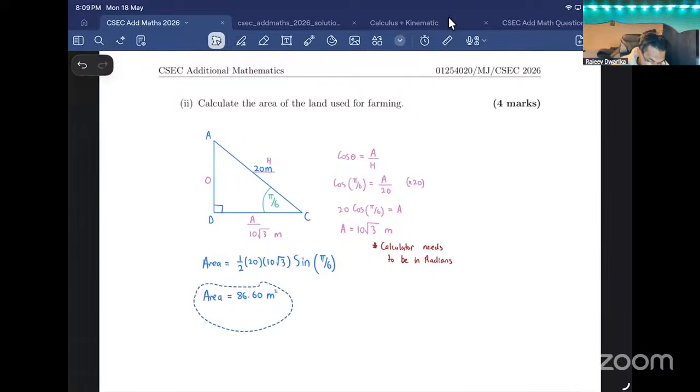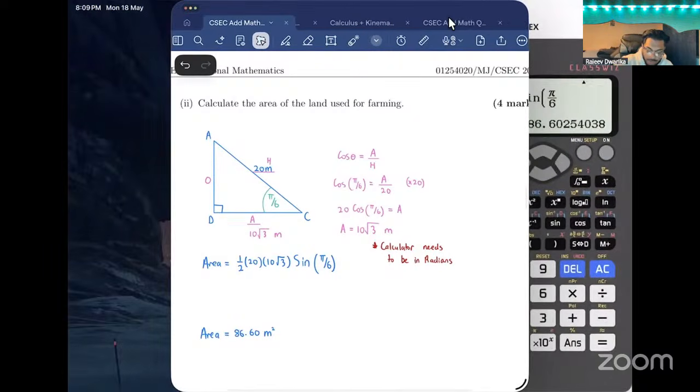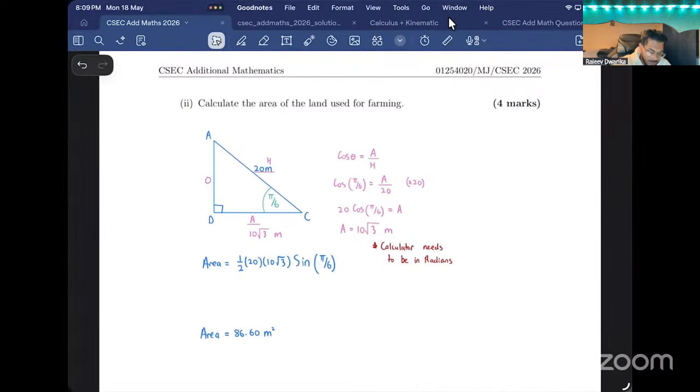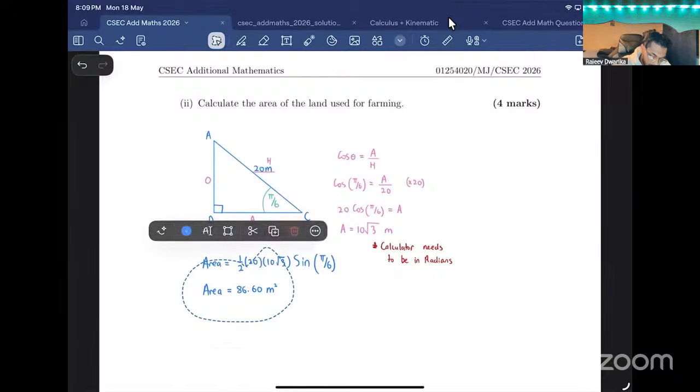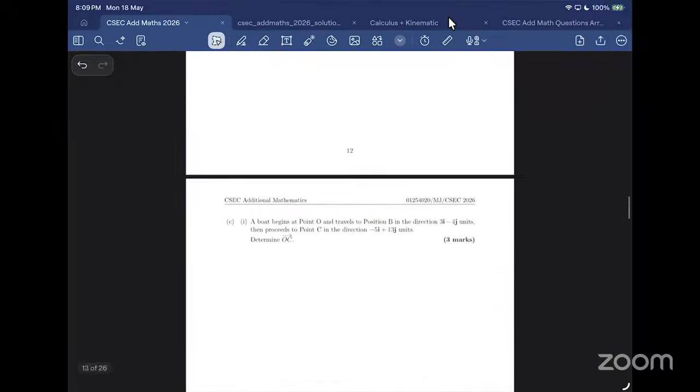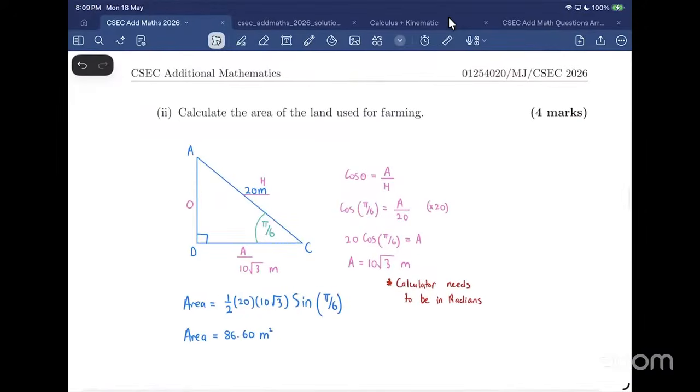If you wanted to leave your answer in exact form, let me tell you what that would be. I don't think you would get the answer in exact form. You can't get the answer in exact form unless you know it's sine pi on 6. So the answer is 86.60, to 2 decimal places. Right? Are you okay with this, guys?